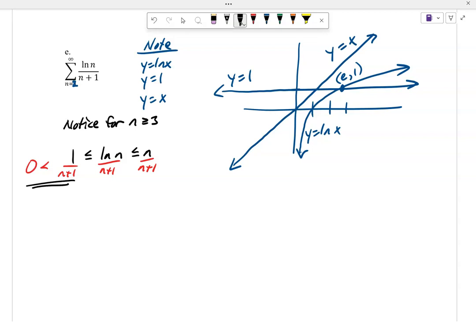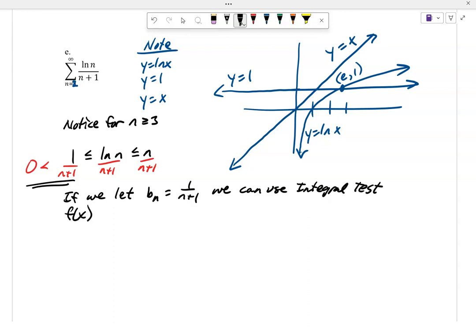Now we have an ability to compare these, right? And so what we're going to do now is, do we roll with the left or the right? Well, let me roll with the left for a minute. A little simpler there. If we let Bn be 1 over n plus 1 for a minute, then we can use the integral test from last time. All the terms, f is positive, continuous, and decreasing.